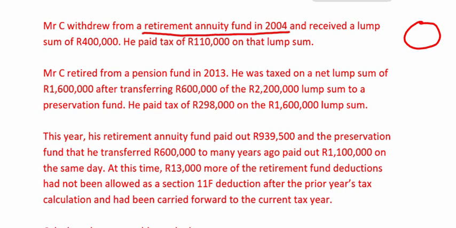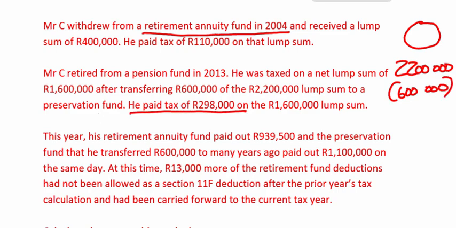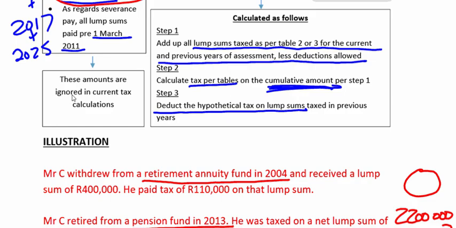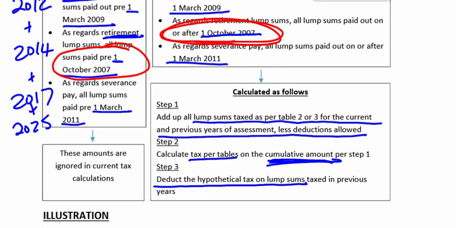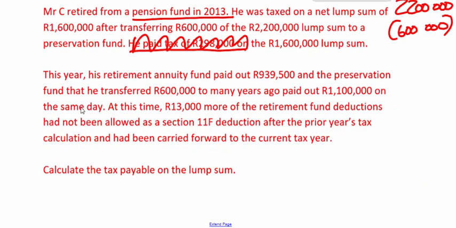It says Mr. C retired from a pension fund in 2013 and was taxed on a net lump sum of 1.6 million after transferring 600,000 of the 2.2 million lump sum to a preservation fund. So he was given 2.2 million. You're allowed to take off whatever went into a preservation fund, and we take it off. This thing, he paid tax of 298,... is irrelevant. Remember, we're doing hypothetical tax. And again, it's a pension fund, 2013. We just looked up, okay, for pension funds, as long as it's after 2007, it is included in the calculation.